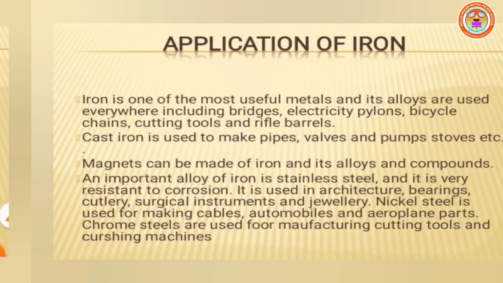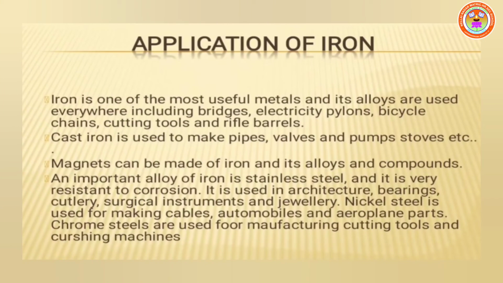Then next we are going to see application of iron. Iron is one of the most useful metals and its alloys are used everywhere including bridges, electricity pylons, bicycle chains, cutting tools and rifle barrels. The next use, cast iron is used to make pipes, valves and pump stoves, etc. Magnets can be made of iron and its alloys and compounds.